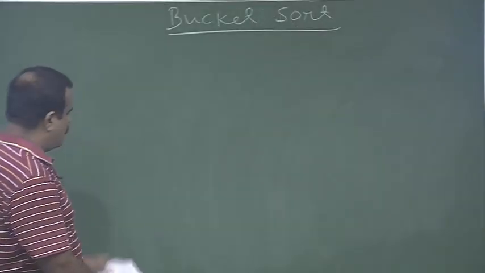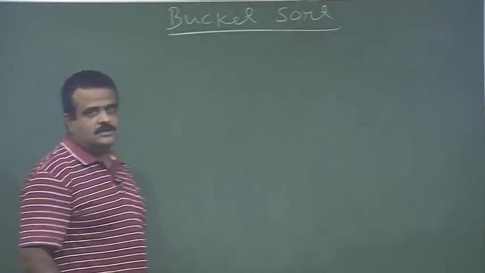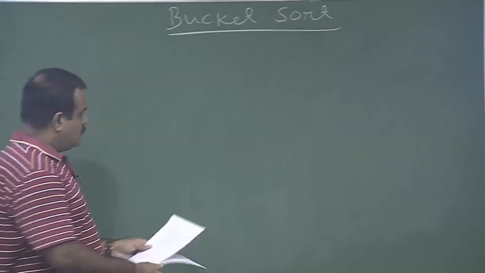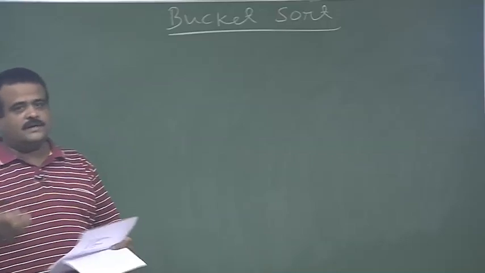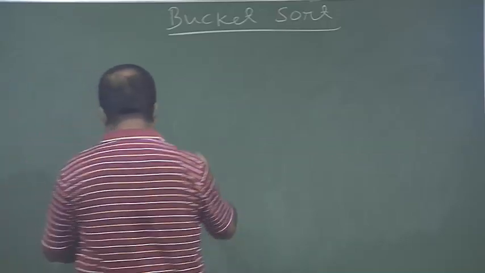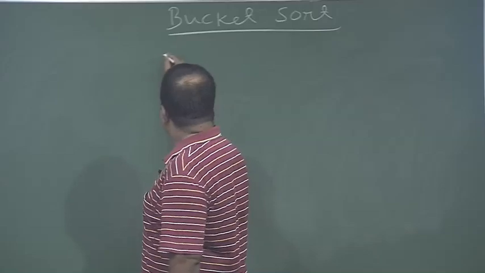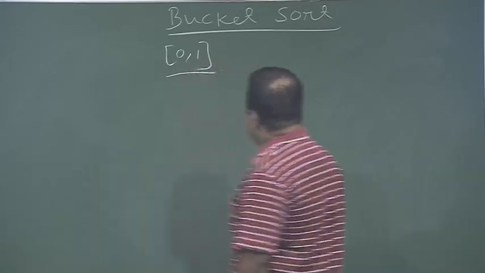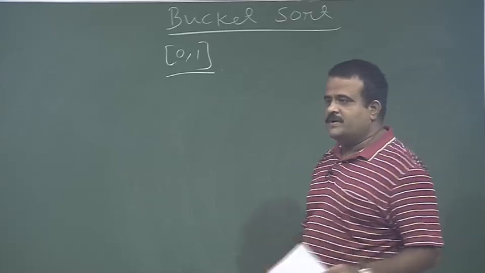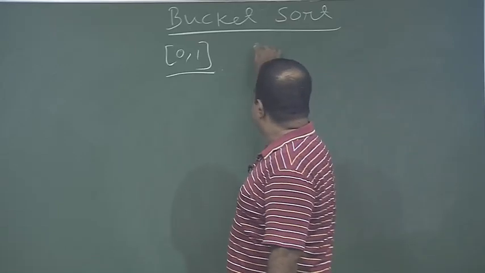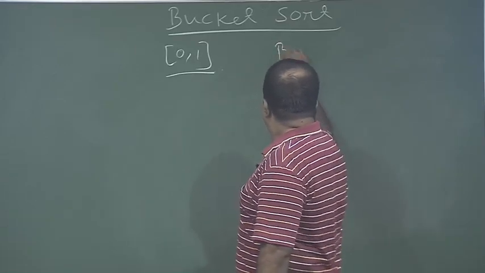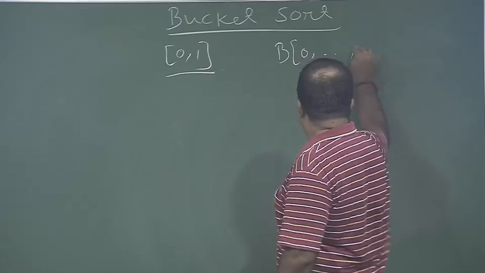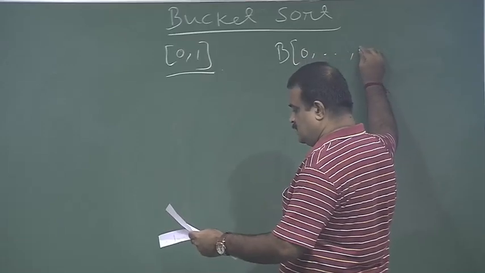We will see the value of the element and throw it into the bucket. In bucket sort, what are we doing? This is not a comparison based sort. We are taking some buckets. Suppose the elements are coming from the interval 0 to 1, and we have some equal sub intervals. Suppose there are n sub intervals, b n minus 1.